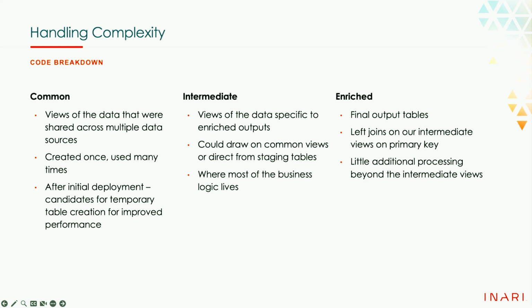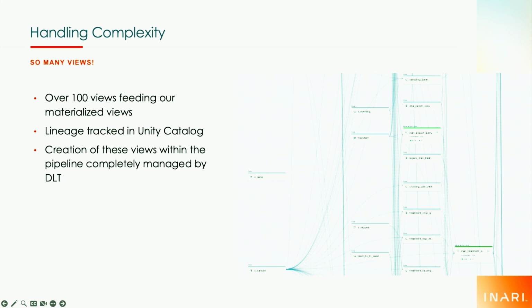And then the last piece was the enriched set. These were the definitions for our final output tables and our schemas. These were mostly just left joins on our primary key, so we could join everything up for all those primary keys. We did really not a whole lot of additional processing here beyond those intermediate views, but it did occasionally happen.